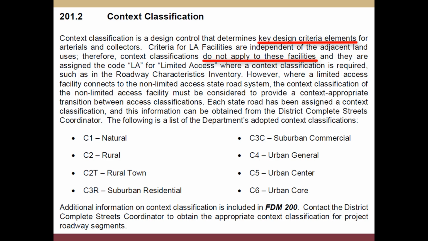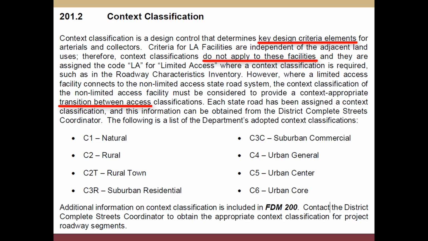Wherever that limited access roadway touches down to the arterial system, then you do have to think about context classification. We try to make that clear in this section of the FDM, making it more apparent that you're dealing with limited access, and then where you actually have to interact with the arterial system or down to a collector street, those roadways will have a context classification applied.